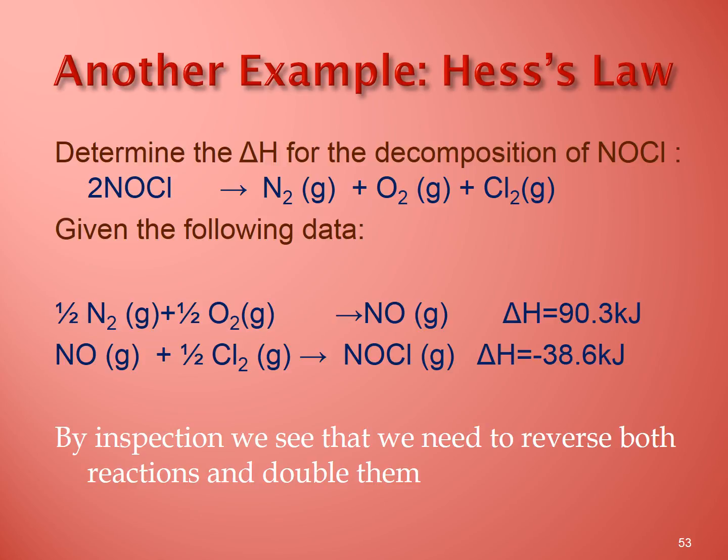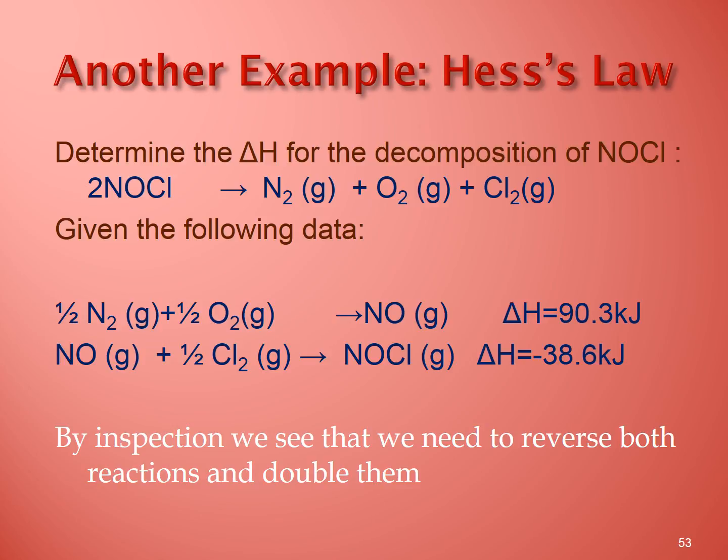Okay, so again, let me focus on the 2NaCl on the left-hand side. According to the equations I was given, I have 1 NaCl on the right-hand side. So I have to flip it, which would make delta H positive, and then I have to double it because I want 2 NaCl. So I need to reverse it and double it.